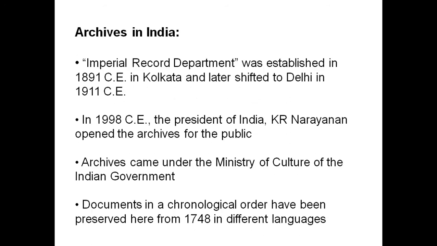The archives in India: the Imperial Record Department was established in 1891 CE in Kolkata and later shifted to Delhi in 1911 Common Era. In 1998 CE, the President of India, K.R. Narayanan, opened the archives for the public. Archives came under the Ministry of Culture of the Indian government. Documents in a chronological order have been preserved here from 1748 in different languages.